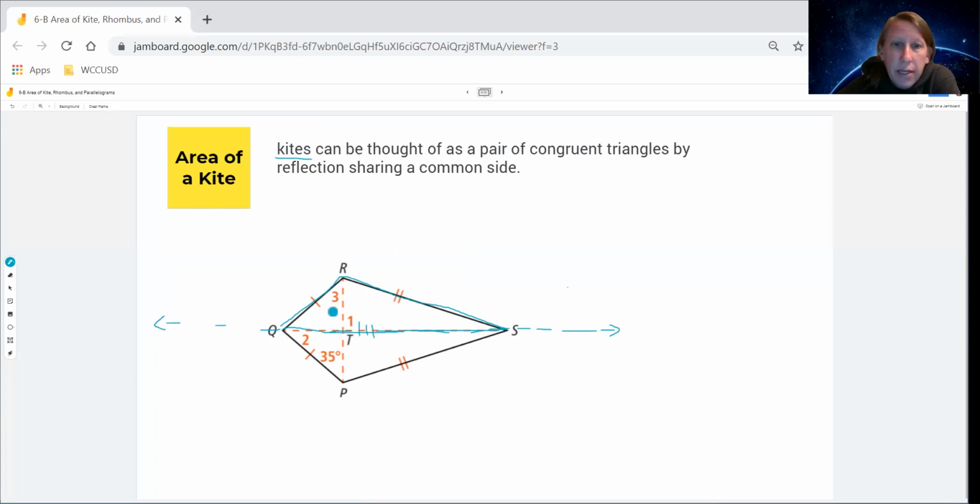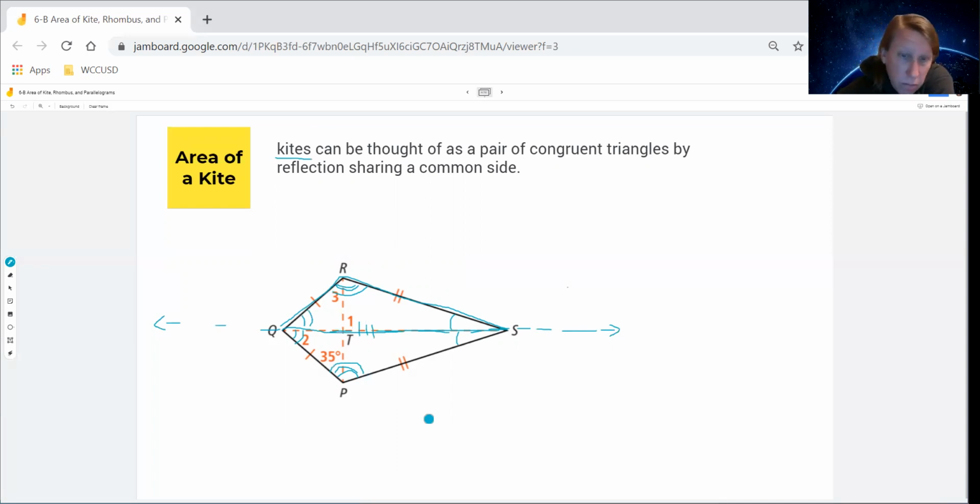Some cool things happen because of that. Because this is the line of reflection and because these two triangles are congruent, this angle and this angle are congruent. On this side, this angle and this angle are congruent. That means that this line QS is bisecting, cutting in half, these angles. It also means that this big obtuse angle R is the same as angle P. I'm just marking up the things that are congruent, the corresponding parts of those congruent triangles.